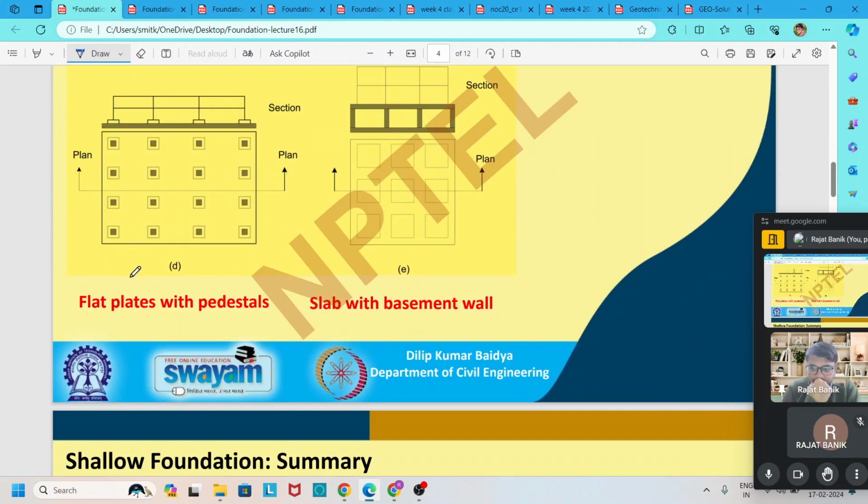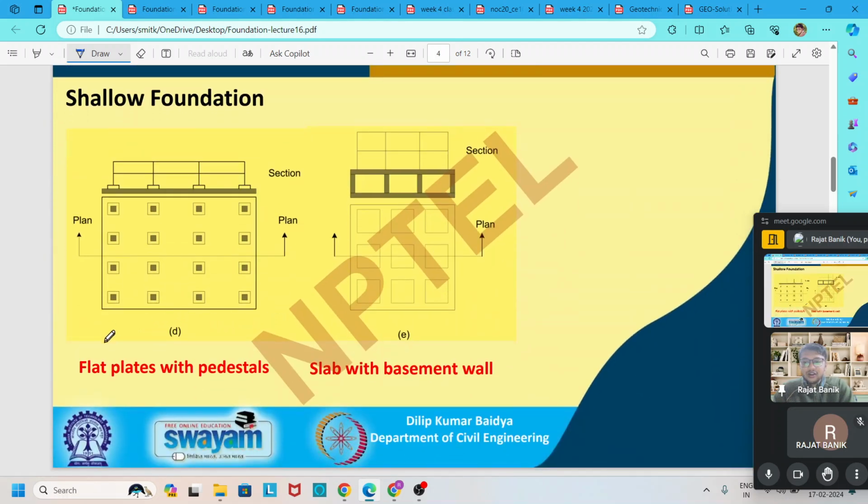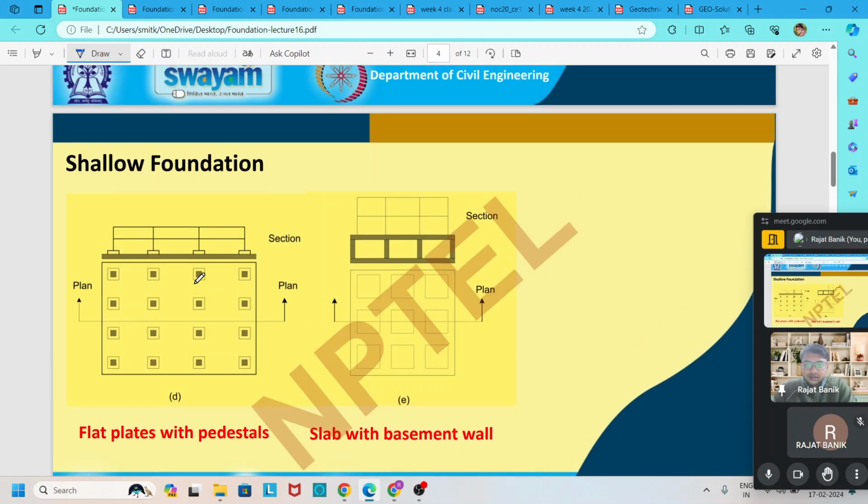Then there is another type of mat foundation, which is flat plate with pedestal. A pedestal is similar to flat plate thickened under column. In thickened under column, we thicken the plate below the ground surface. But in the case of flat plate with pedestal, we thicken the column above the ground surface, above the flat plate. So this is called flat plate with pedestal.